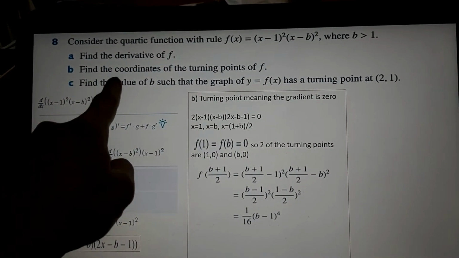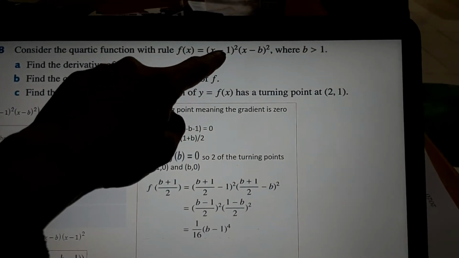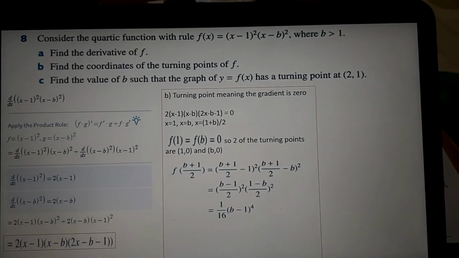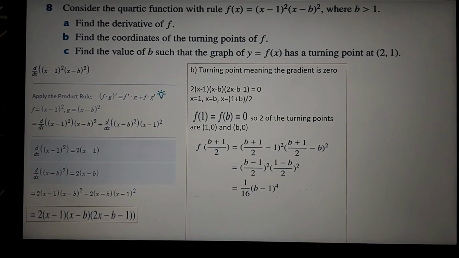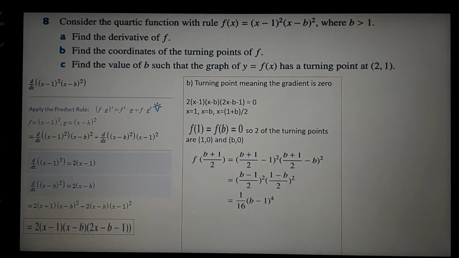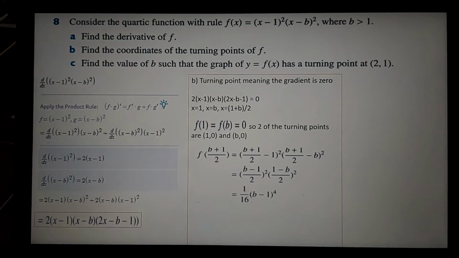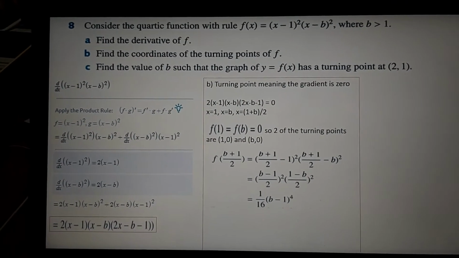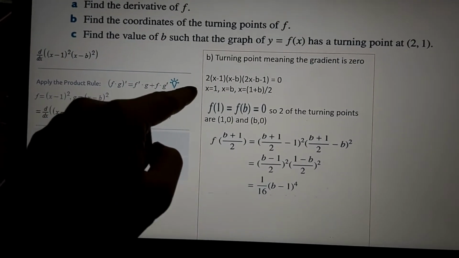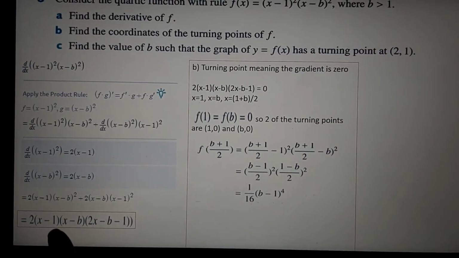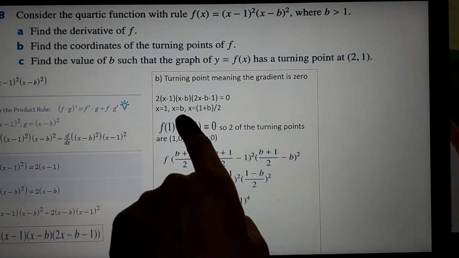For B, they want you to find the coordinates of the turning points of this function. So how many turning points are there? We have to find out. But we know that turning points is when the gradient is 0, right? Because it is flat. At that point is a maximum or minimum, so the gradient is 0. So when the gradient is 0, it means this equation must be 0. So you let this be 0, and then you solve.